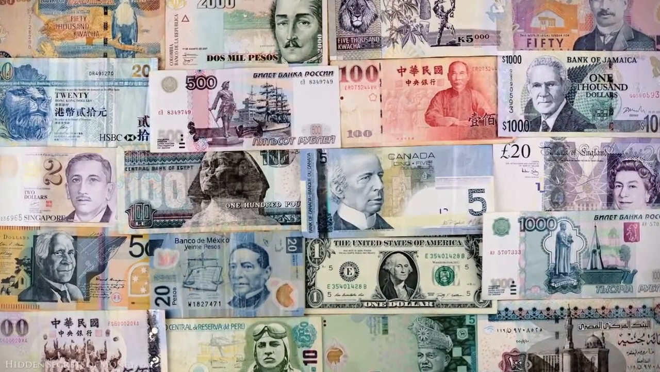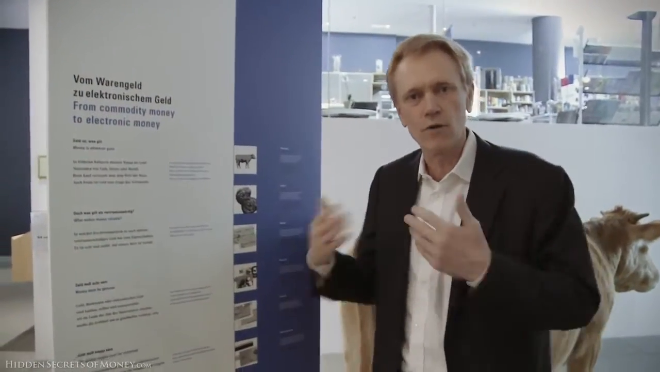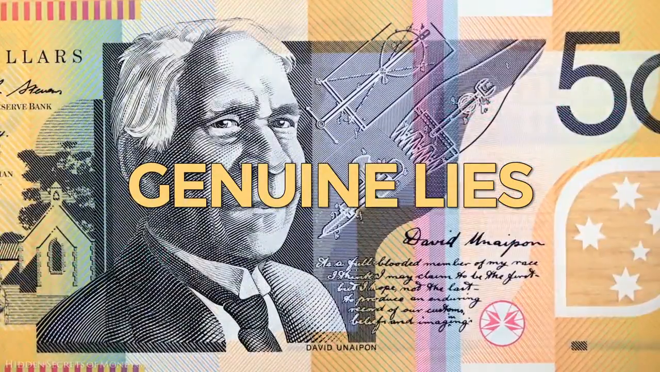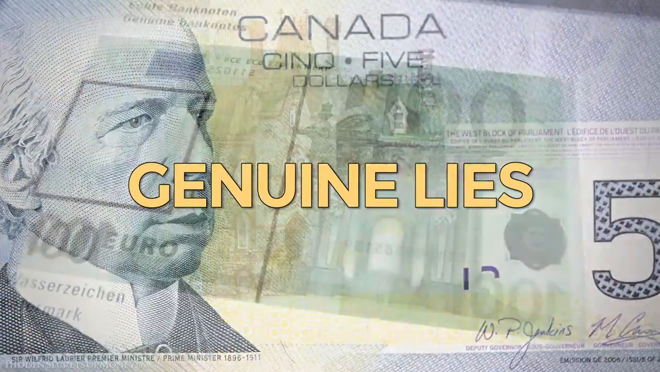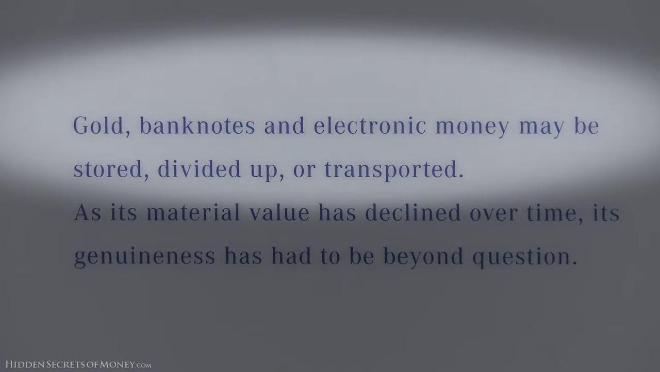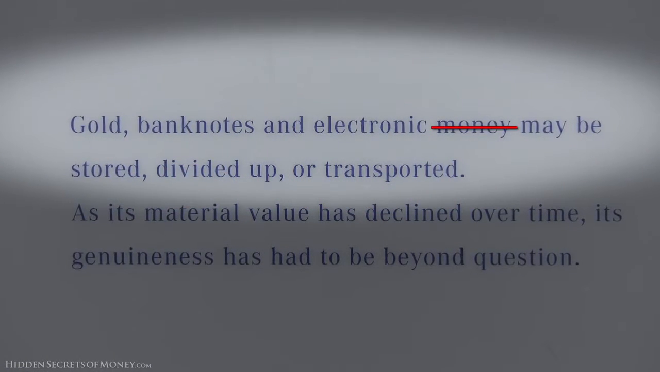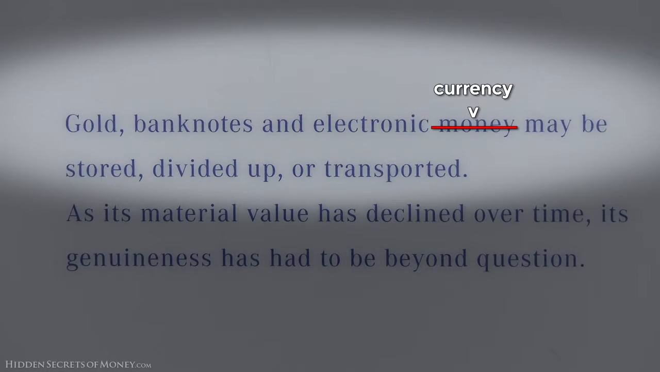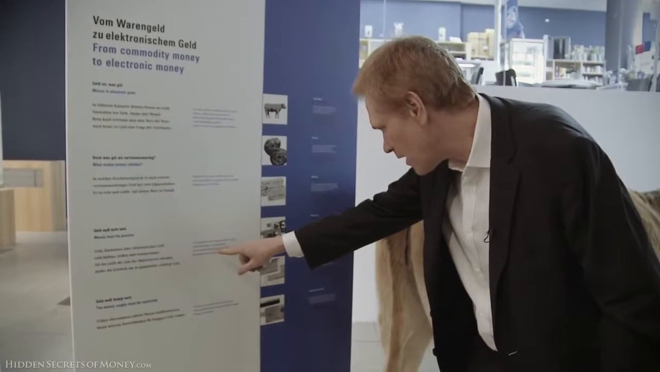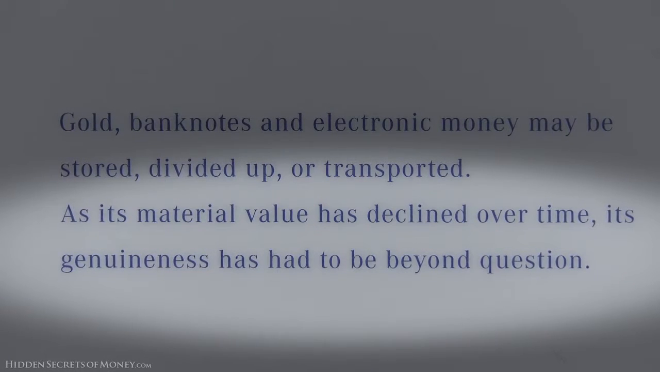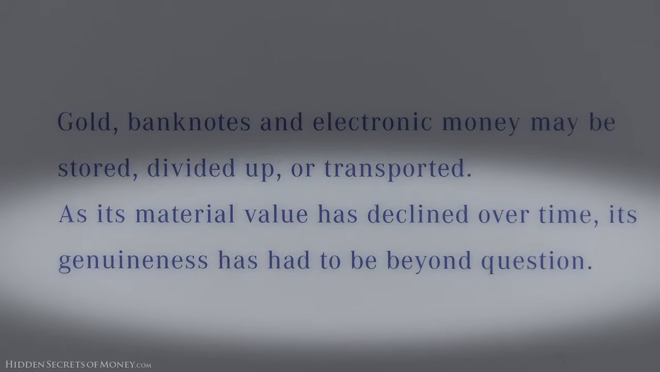These things that just come off of a printing press, well, yeah, it's a genuine lie from a central bank or a government that you've got something that's going to store value for you, because it doesn't over long periods of time. It loses value. Gold, banknotes, and electronic money, meaning electronic currency, may be stored, divided up, or transported. As its material value has declined over time, its genuineness has had to be beyond question.